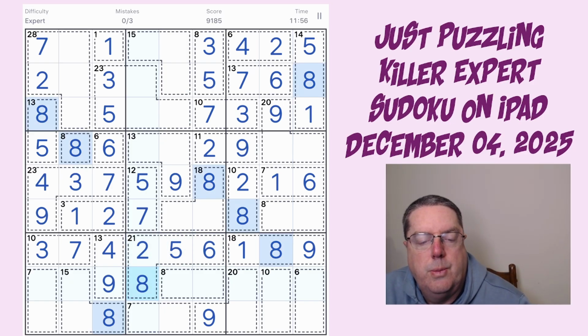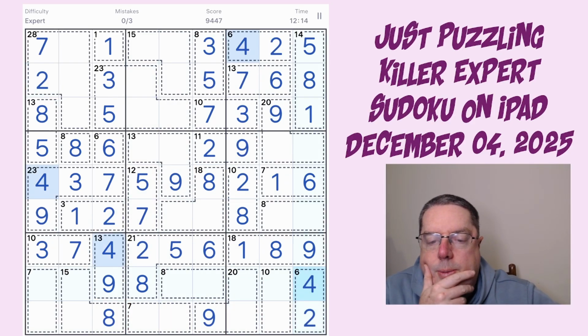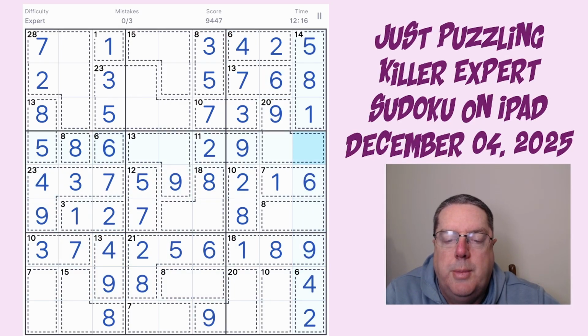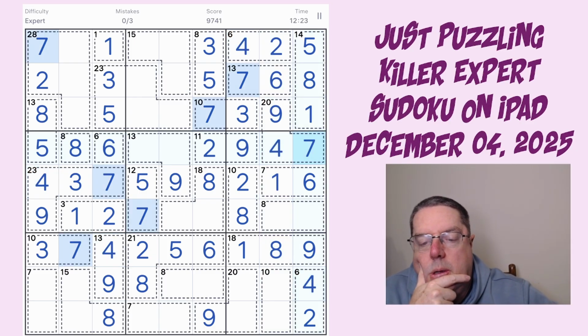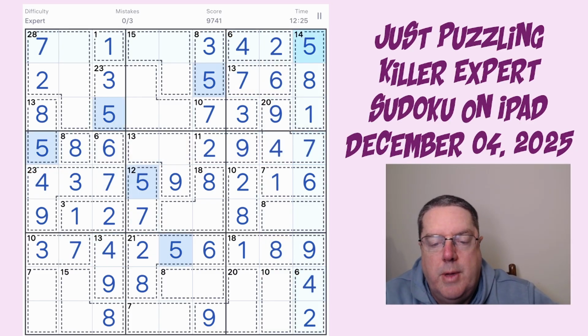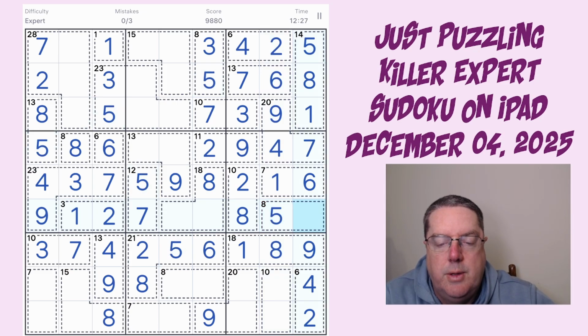So 3 and 4 here. 3 and 4 here. This is 4 and 2. If that's 3 and 4 there, that's got to be a 2 there, leaving this to be the 4. 4 comes up here. 4 can't possibly be there, so that's a 4 there, leaving this to be a 7. 3 and 5. 5 can't be there, so that's a 5 there, leaving this to be a 3.